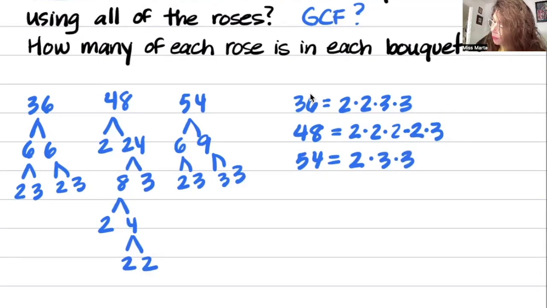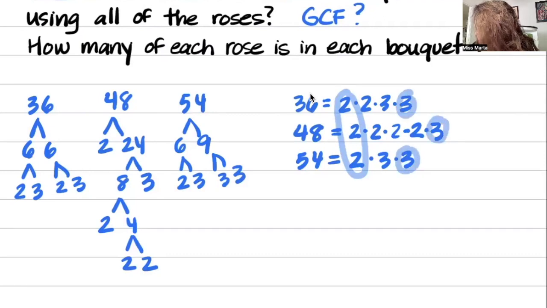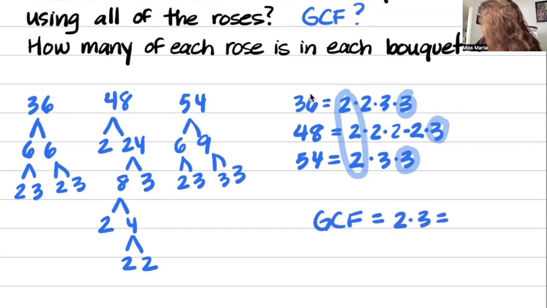All right, so I'm going to now highlight what is common. We have a set of twos in all of them, and no more twos because 54 doesn't have any more factors of 2. So we're going to take a factor of 3 from each group. Okay. So the GCF is 2 times 3, or 6.